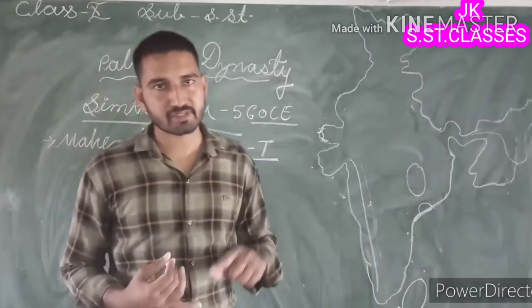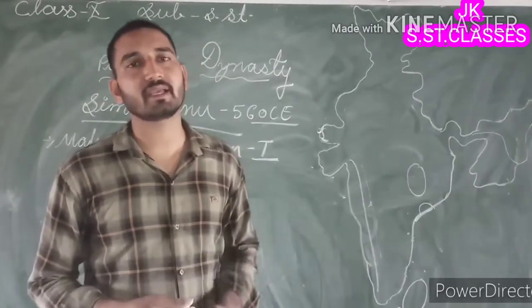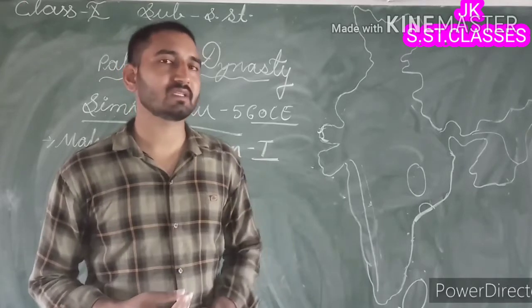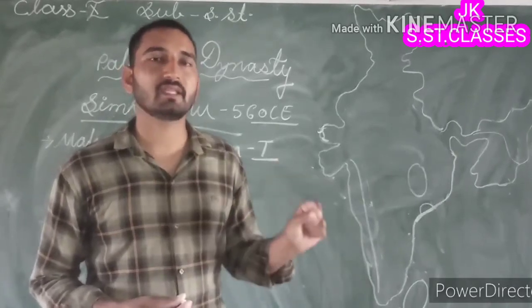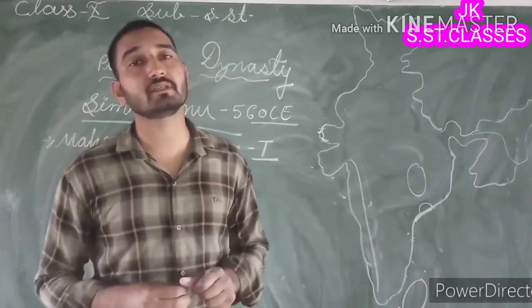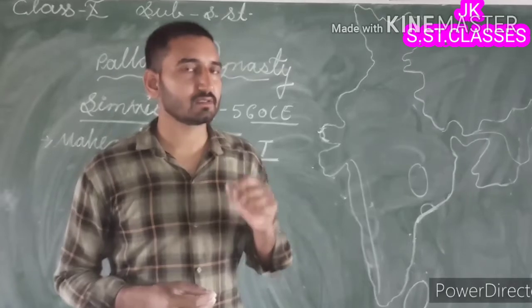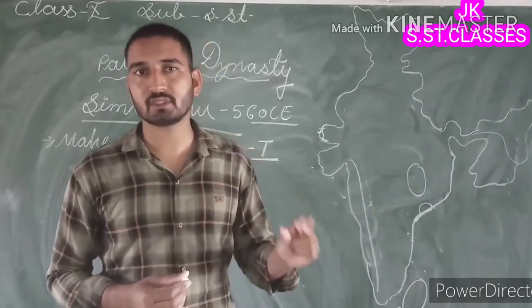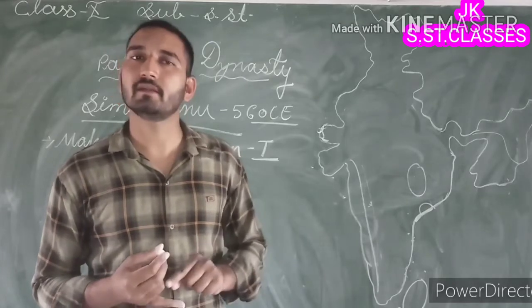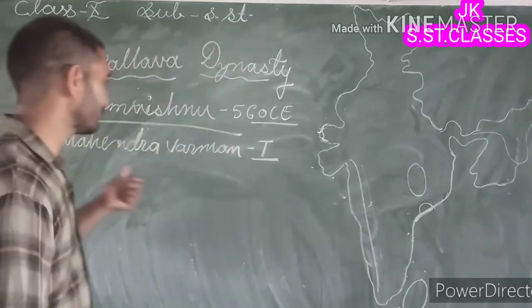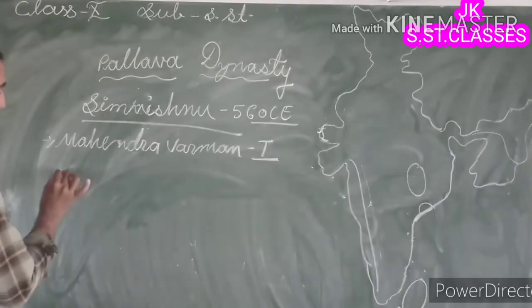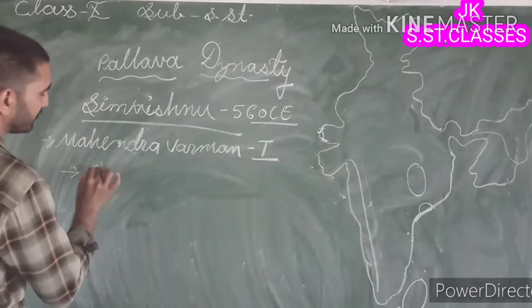Except that, there were Narasimhavarman I, Mahendravarman II, Parameshvaravarman I, Narasimhavarman II, Parameshvaravarman II, Nandivarman I, Nandivarman II, and Aparajitavarman. Many rulers were there in this dynasty, but the most important rulers were the earlier ones, Mahendravarman I and Narasimhavarman I.